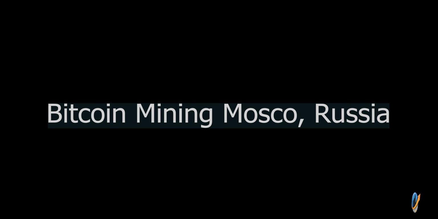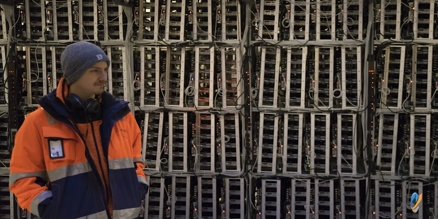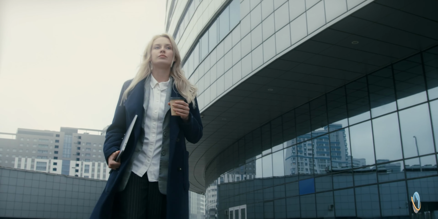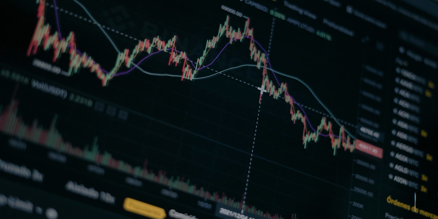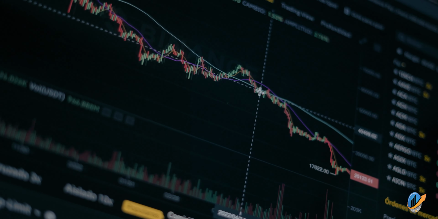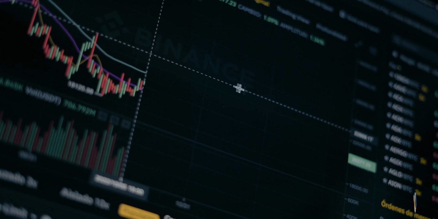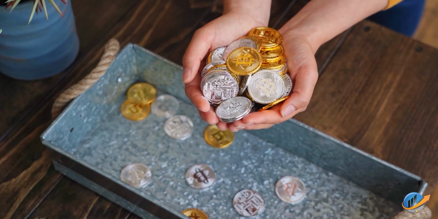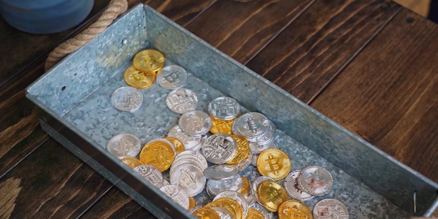Russia, Moscow. There isn't much information available about the location of one of Russia's largest mining farms. However, it is estimated that 600 bitcoins are mined each month, with a hash rate of 38 PH per second. It's worth noting that Russia accounts for 3% of all nodes in the blockchain network. Cryptocurrency mining is still illegal in Russia, but trading is permitted on licensed sites.